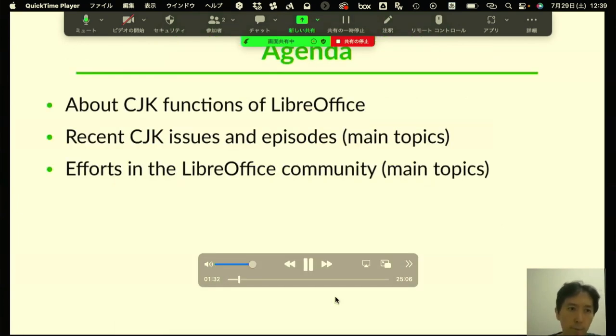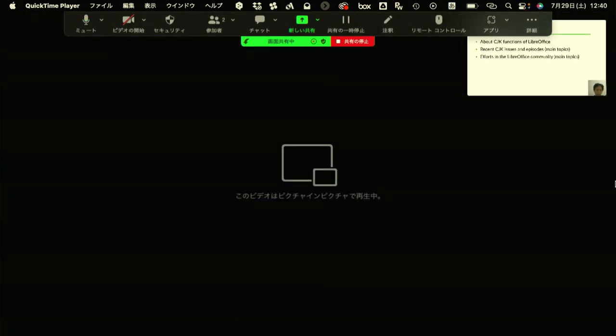So, the agenda. This talk has three topics: the CJK functions of LibreOffice, recent CJK issues and episodes, and efforts in the LibreOffice community.